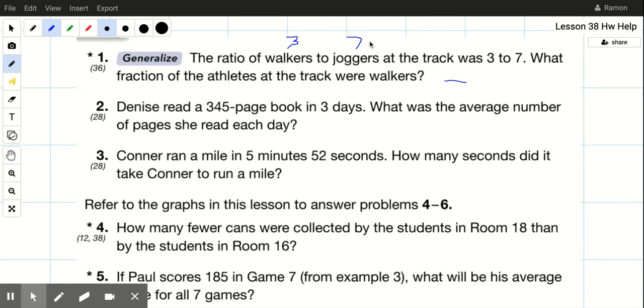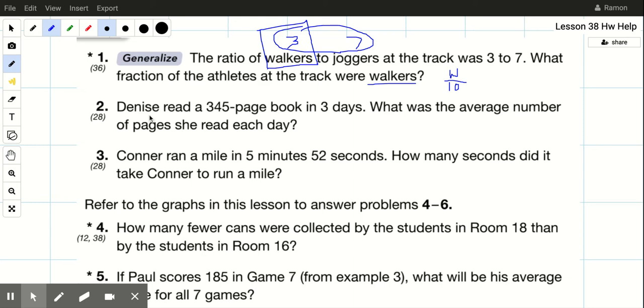We find this by combining the two numbers that are part of our ratio, which in this instance are 3 and 7. If you combine them, that gives you 10 total athletes as a ratio. And then how many of those were walkers? You just look at the ratio comparing the values. The ratio for walkers is going to be your numerator, and that will give you the fraction of walkers at the track in comparison to the overall number of athletes that were at the track.